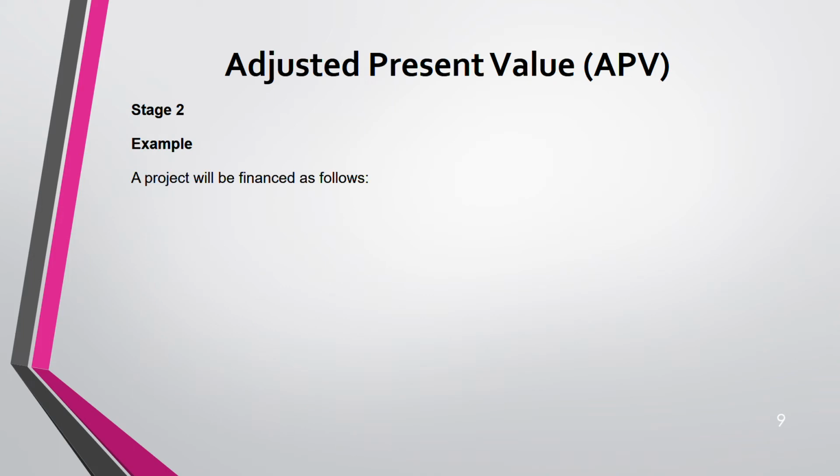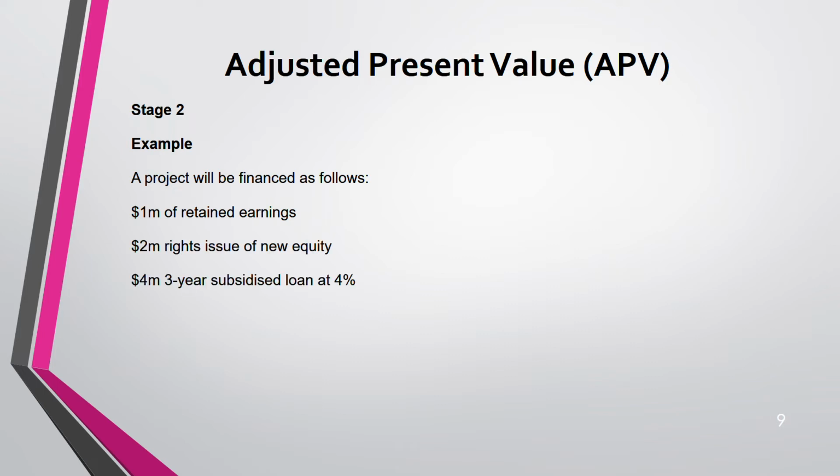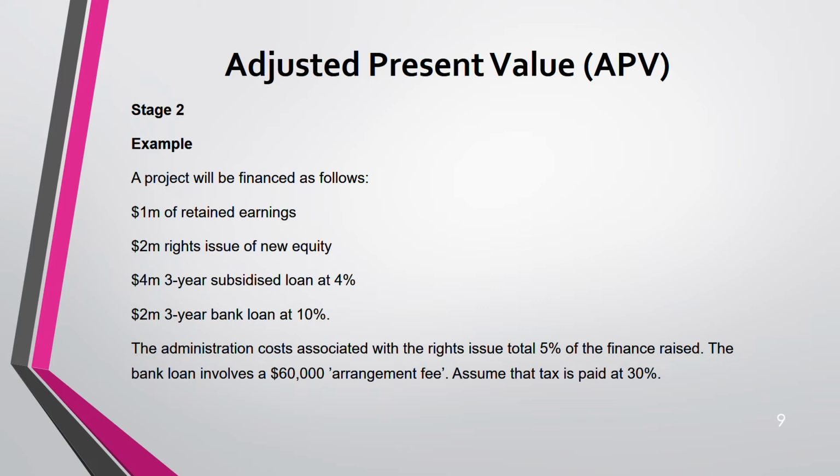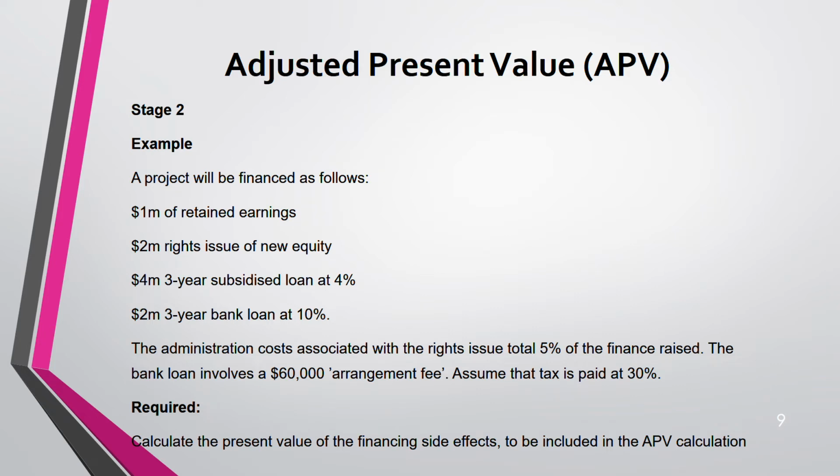Now stage 2, a project will be financed. It could be financed from various sources of finance. You might be given retained earnings, loan, bond, subsidized loan, or there could be various ways. Let's say 1 million of it is financed through retained earnings, another 2 million rights issue, 4 million by subsidized loan, and 2 million by a bank loan. And you have been given the administrative cost, that is 5% of the finance raised. And the bank loan involves a 60,000 arrangement fee. Tax is 30%.